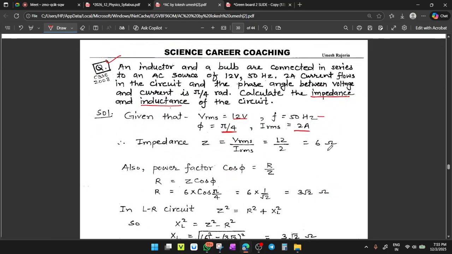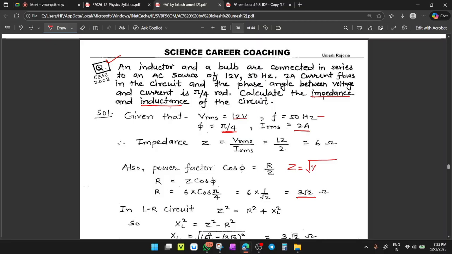So we have calculated Z equals 6 ohm directly by dividing this. Power factor equals R by Z, so R becomes equal to Z cos phi. Place the value of Z and phi. Cos 45 equals 1 by root 2, so you have R equals 3 root 2.